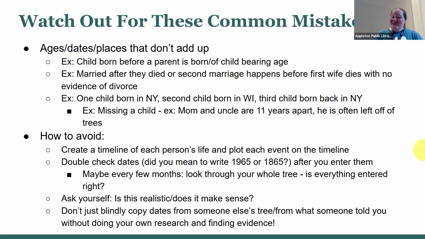You can double check your dates, of course. Did you mean to write 1965 or did you mean 1865? Make sure you're checking that after you enter them or after you write them. Maybe every few months, kind of look back through your whole tree. Is everything entered correctly, or did I accidentally mistype that or miswrite that? Ask yourself before you're adding stuff to your tree, is that realistic? Does it make sense? Obviously a child can't be born before a parent. It just isn't possible biologically.